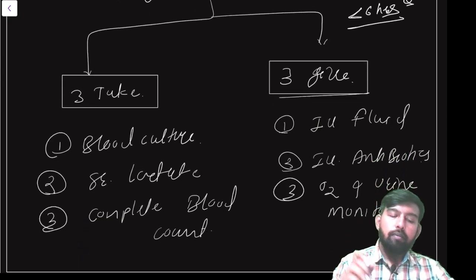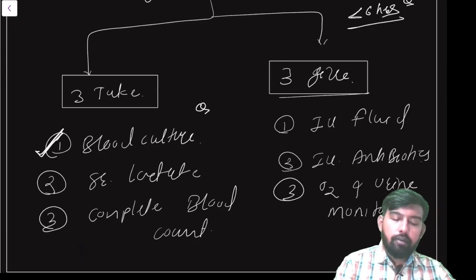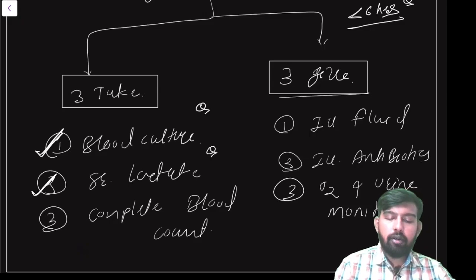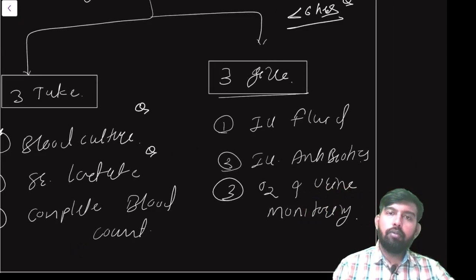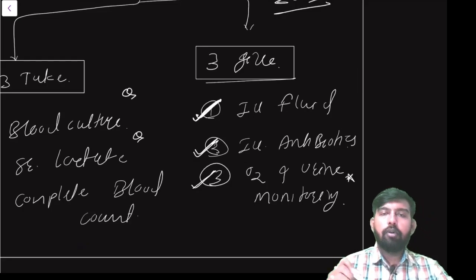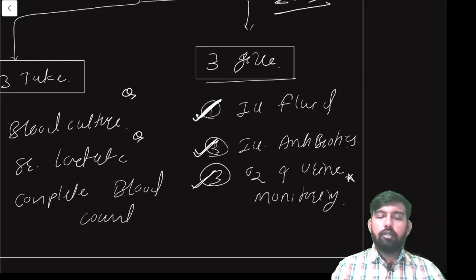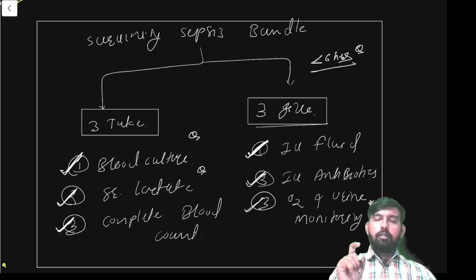So we have to take three components: blood for culture, blood for the serum lactate level measurement, and the complete blood count, that is CBC. And we have to give IV fluid, IV antibiotic, and O2, and urine output monitoring has to be done. So this is the component of the surviving sepsis bundle. So this is all about the septic shock.